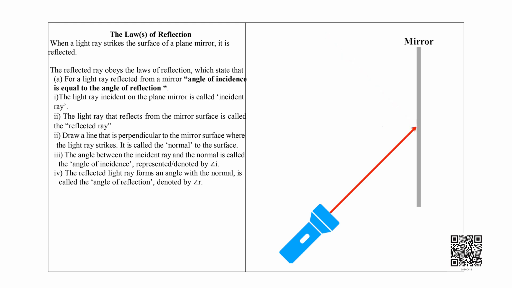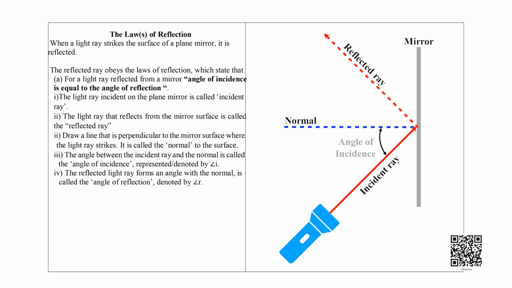The light ray incident on a plane mirror is called the incident ray, as you can see in the figure. The light ray that reflects from the mirror is called the reflected ray. Draw a line that is perpendicular to the mirror surface where the light ray strikes. This is called the normal to the surface. The angle between the incident ray and the normal is called the angle of incidence. This is represented by angle I. The reflected light ray forms an angle with the normal, which is called the angle of reflection. This is denoted by angle R.